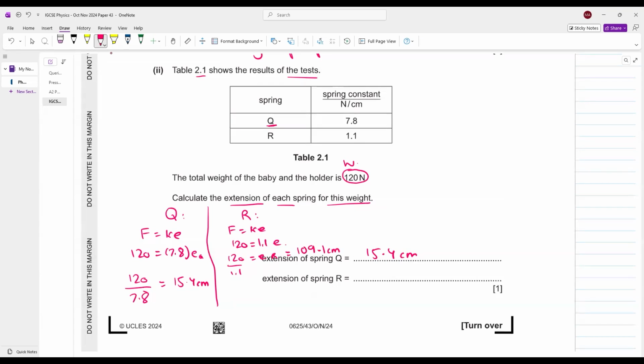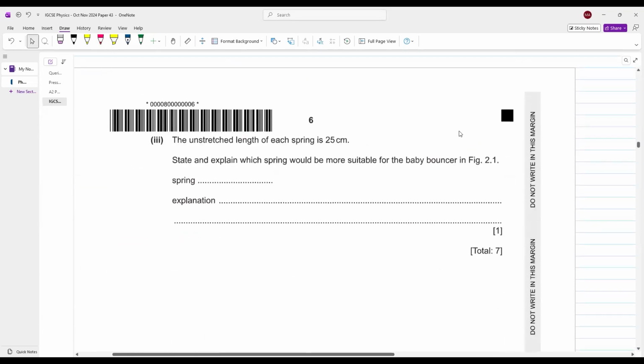109.1 centimeters. So you can say 109 centimeters, simple as that. You can write your answer to 3 significant figures or 2 significant figures, it doesn't matter. It's up to you. Perfect. Now let's further move ahead.